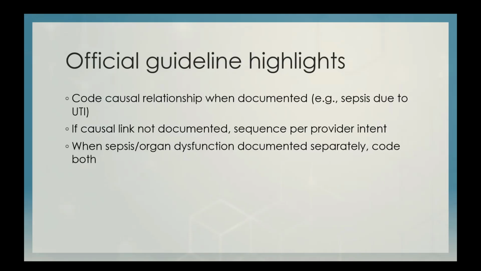If the provider documents causation, for example, sepsis due to UTI, link and sequence per the causation. If there's no causal statement, sequence by the provider's intent or query the provider. And if sepsis and the organ dysfunction show up as separate documented diagnoses, both get coded.